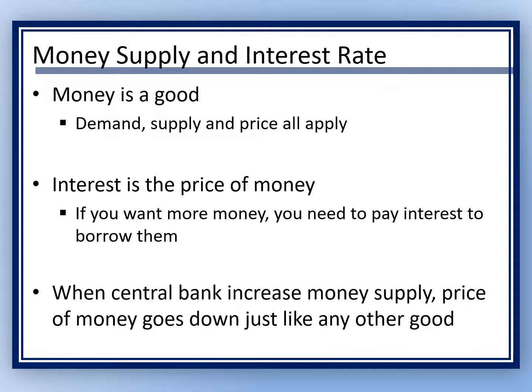When the central bank increases the money supply, the price of money goes down just like any other good. More supply, lower price. So when the central bank increases the money supply, the interest rate goes down. This is the link between money supply and interest rate.